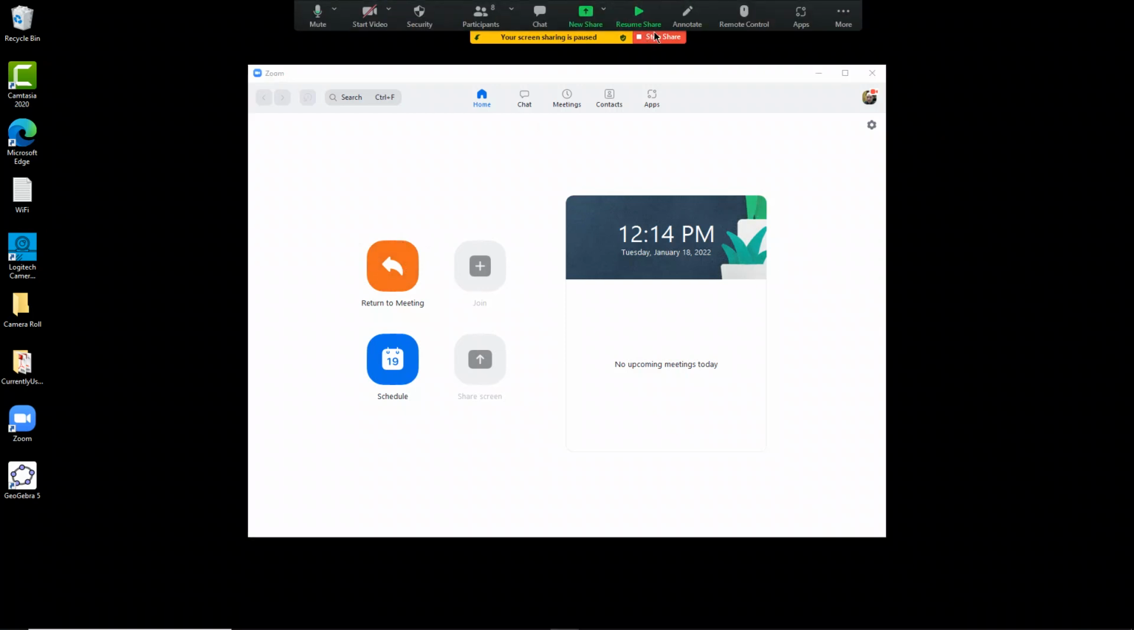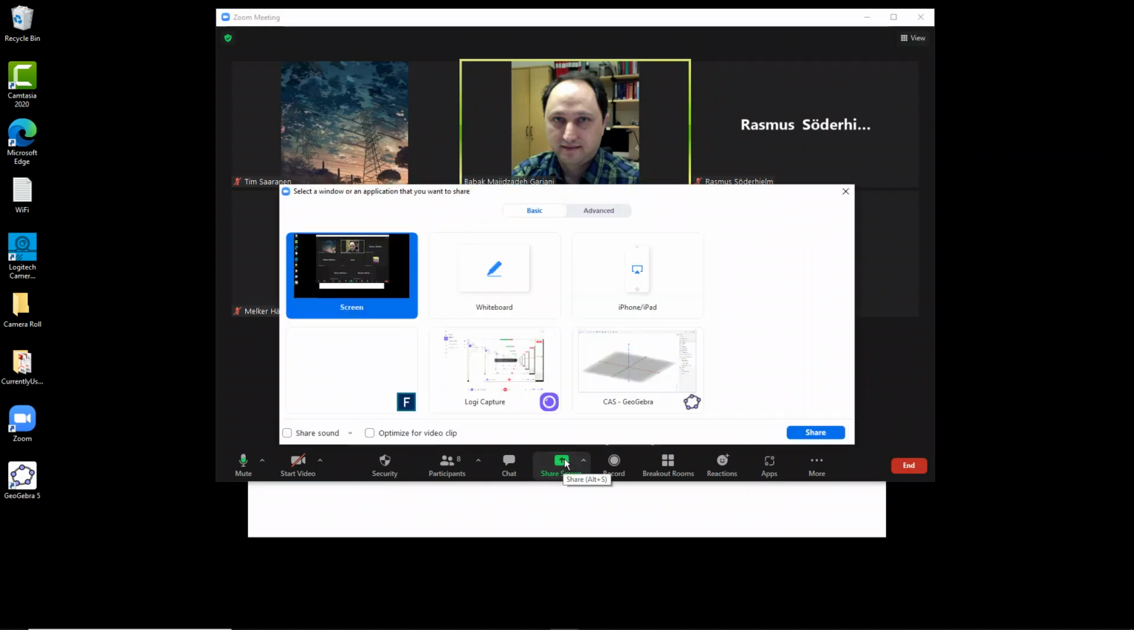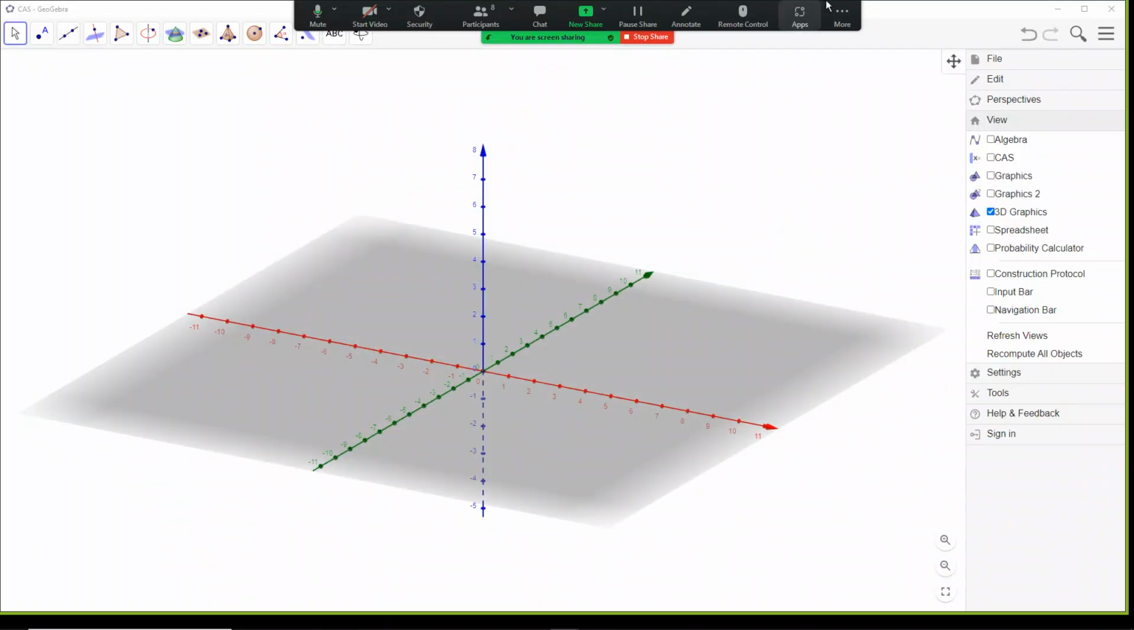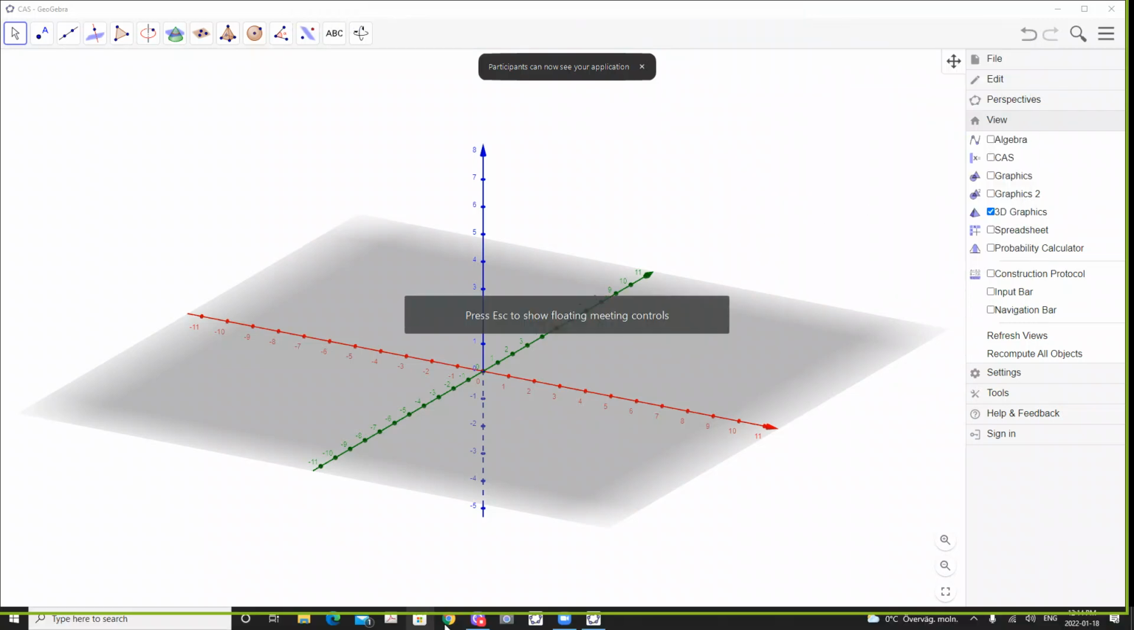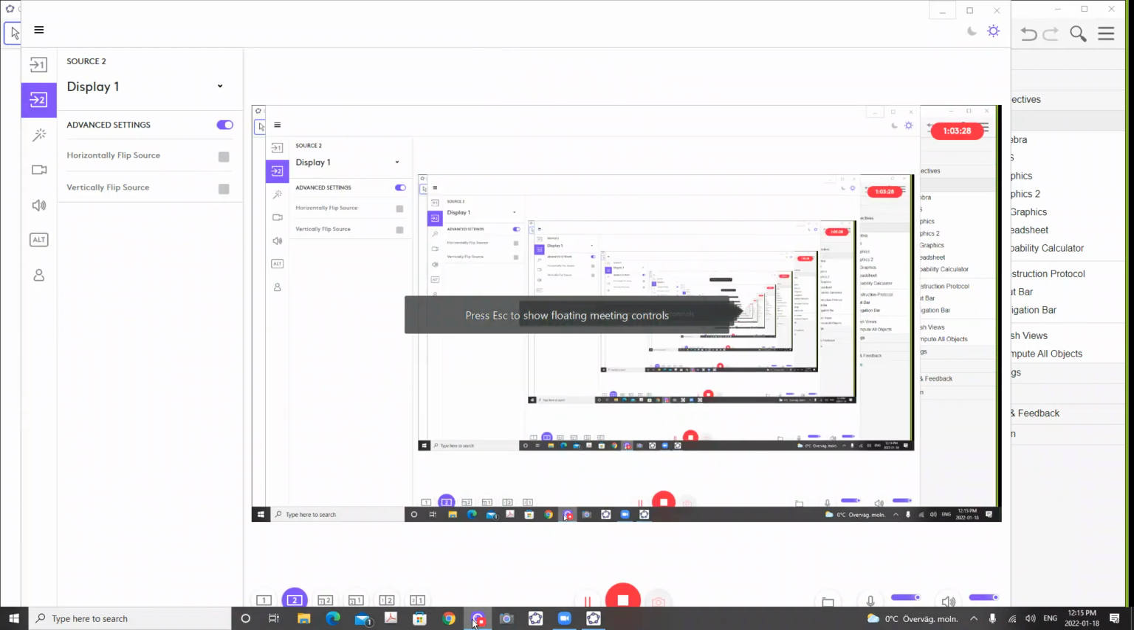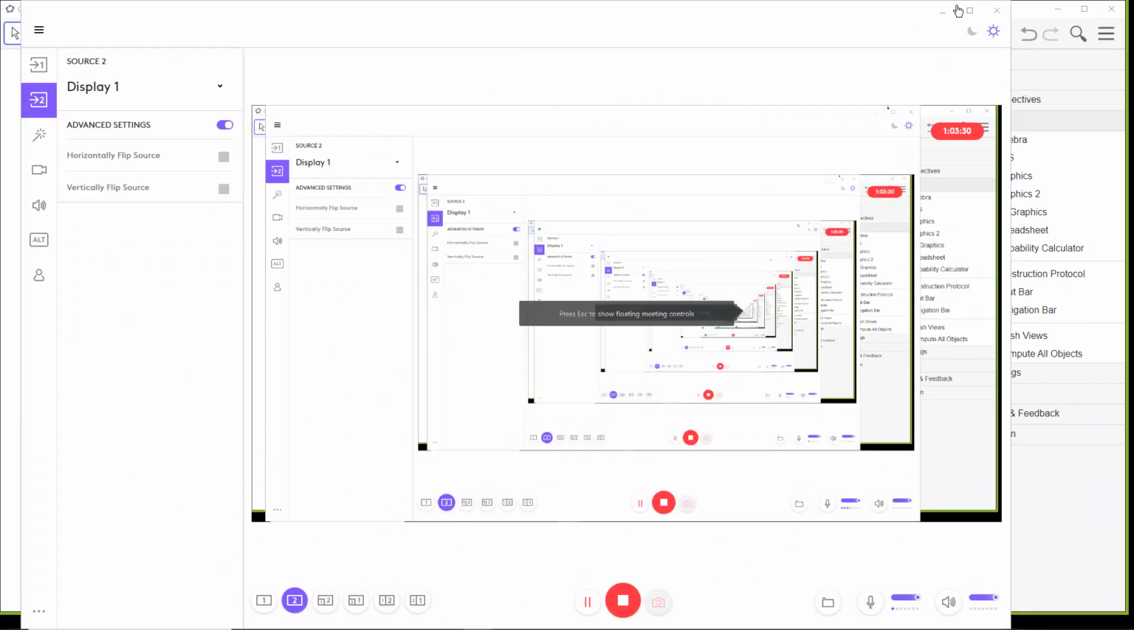So I will stop this sharing. I will do another sharing. So here, GeoGebra is sharing. Can you see it now? Yes, it's good. At least you see it right now. But I don't know if the recording is in progress now. The recording is also in progress, hopefully.